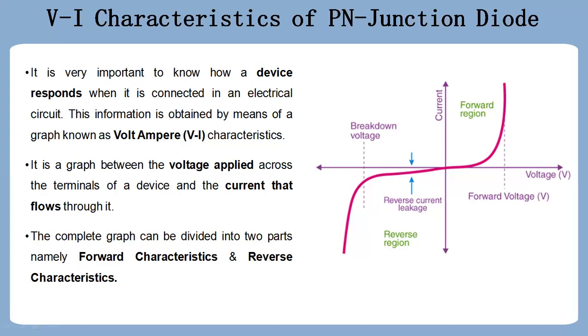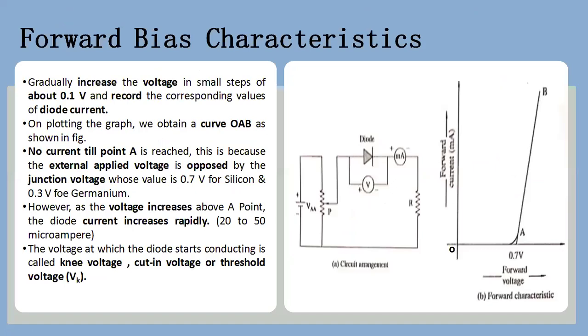The VI characteristic of PN junction is shown over here. The whole graph is divided into two parts. That is the first quadrant, which is for forward biasing, or it is called forward characteristics. Whereas in the third quadrant, we are getting the graph for our reverse characteristics. Now we are going to study in detail about forward and reverse characteristics. So firstly, we are seeing forward bias characteristics.